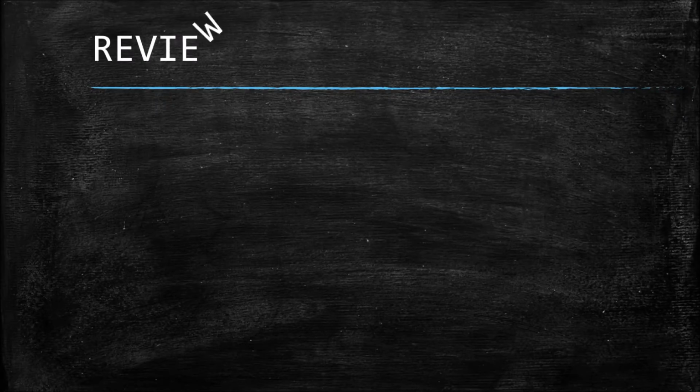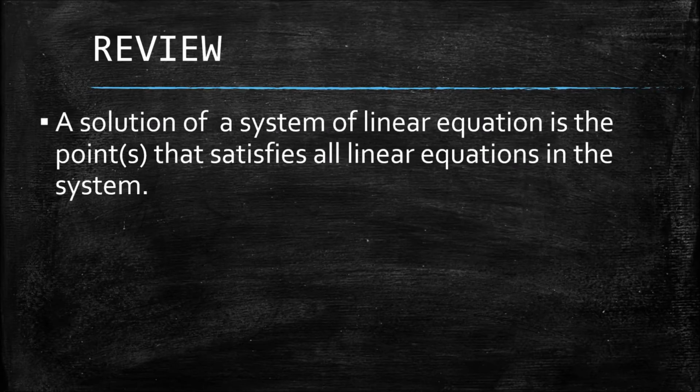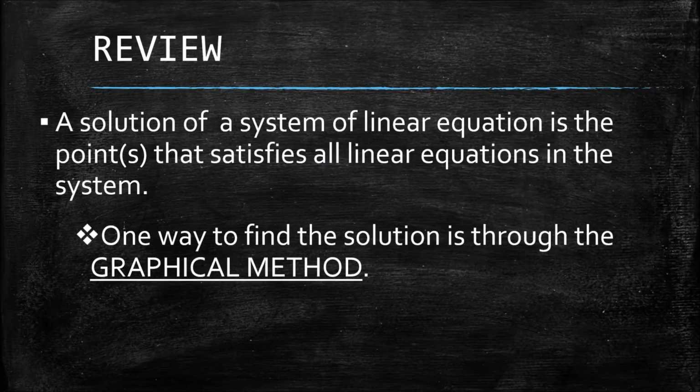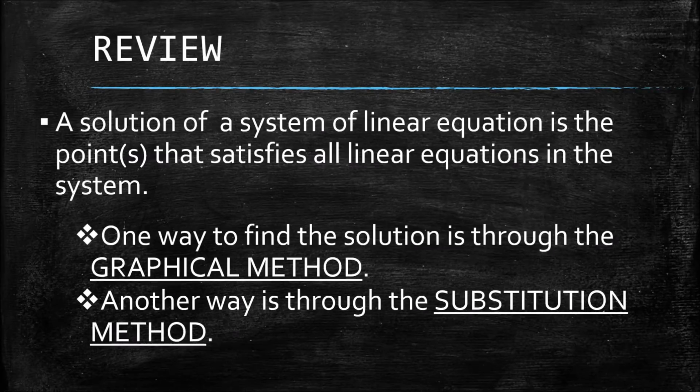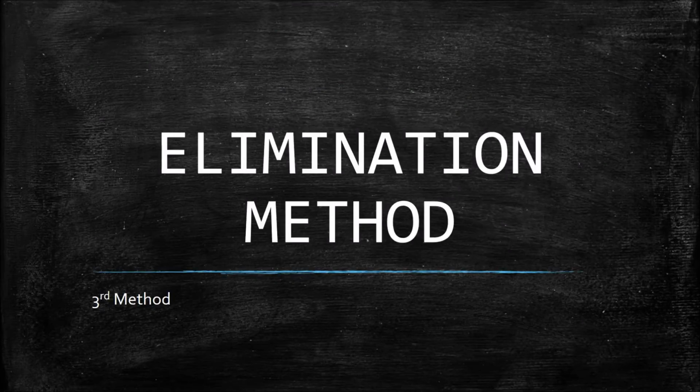So before we start, let's first have a review. A solution of a system of linear equations is a point or the set of points that satisfies all linear equations in the said system. One way to find the solution is through the graphical method. Another way is through the substitution method, which we have already discussed last time. We will be talking about the third method, which is what we call the elimination method.